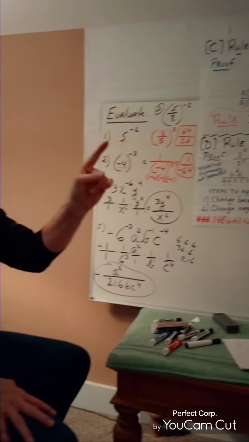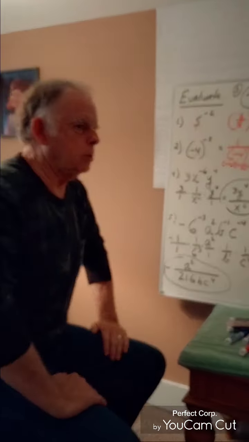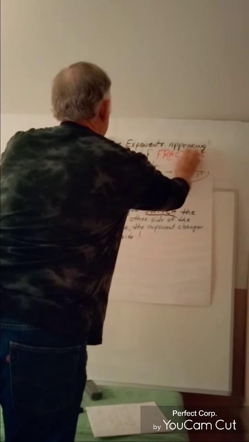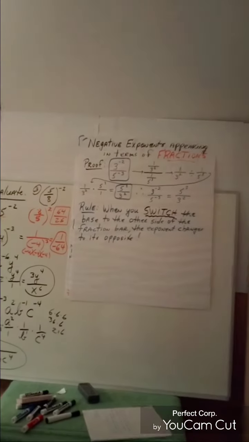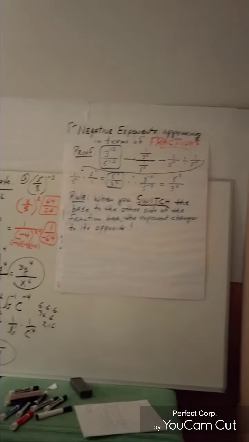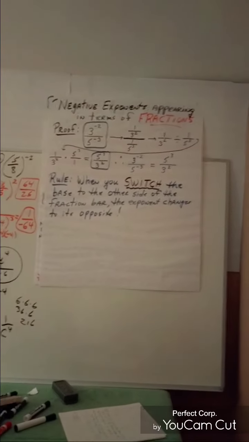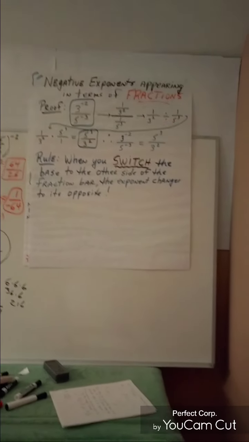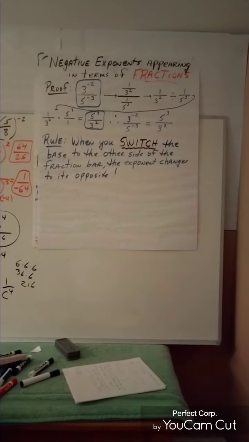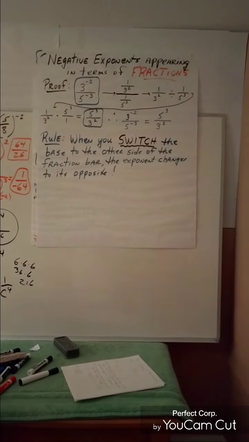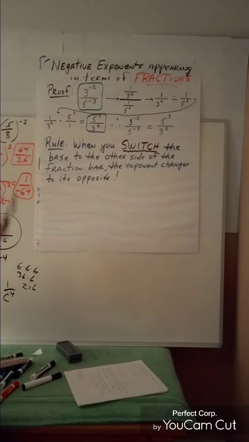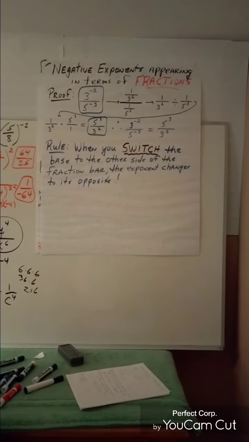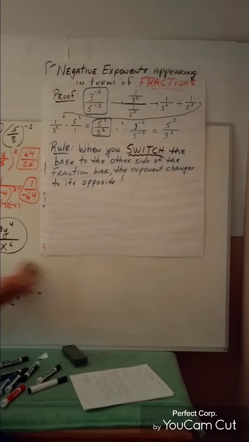Now, there's an appendage to letter D that we want to take a look at. This that I'm putting up is still part of D. It's the rule of negative exponents, or it's an addendum to the rule of negative exponents, where negative exponents appear in the terms of fractions.